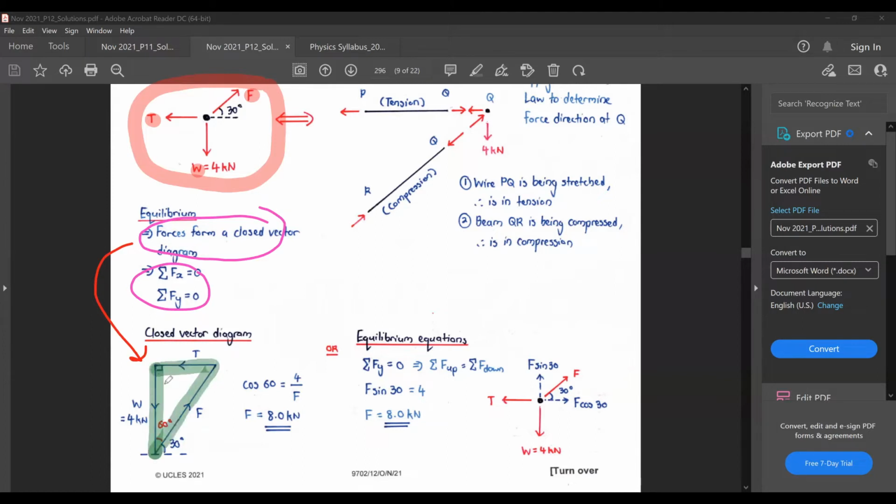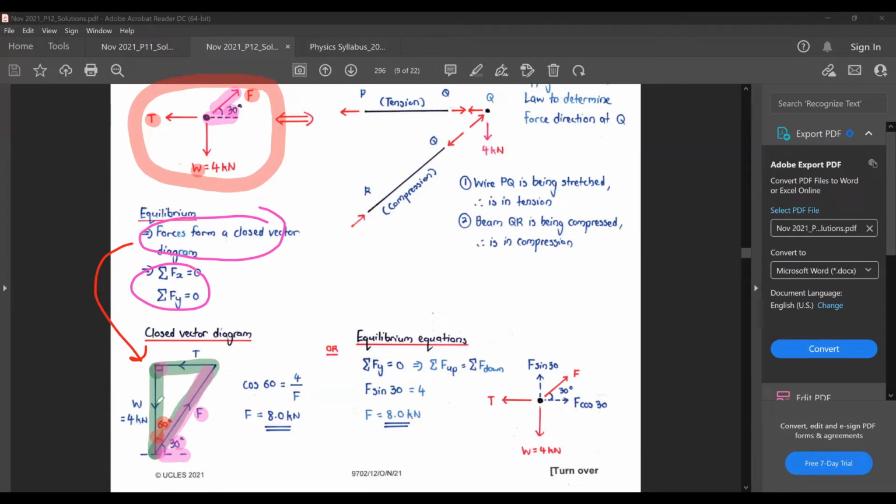You draw the vectors from head to tail, it will close up, okay? So this is the diagram that you get. The 30 degrees is between the horizontal and force F. That's what you're getting over here, okay? Then if you look at the angle, this angle here will be 60 because it's 90 minus 30, giving you 60. And this angle here should be 90 because it forms a right-angled closed triangle.